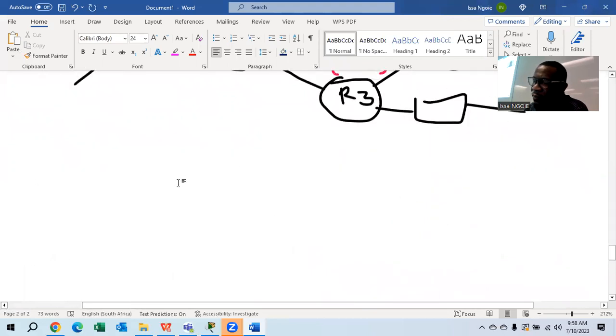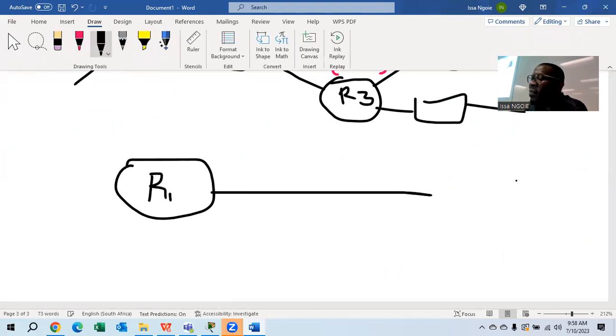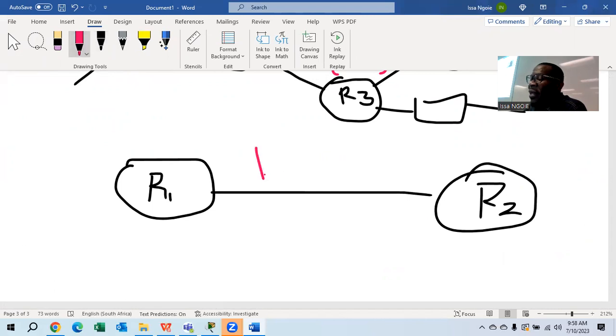Okay. The last one is the dynamic one, where you have like one router here. Maybe you have another router here. You can do it by configuring the dynamic routing protocol.